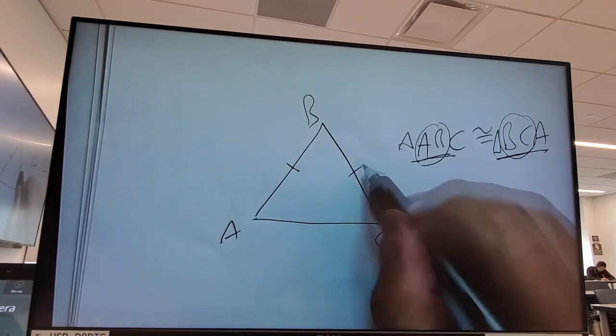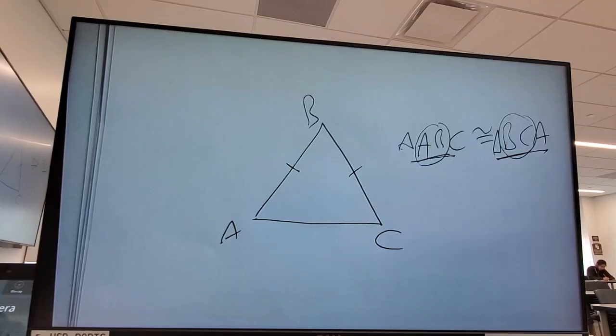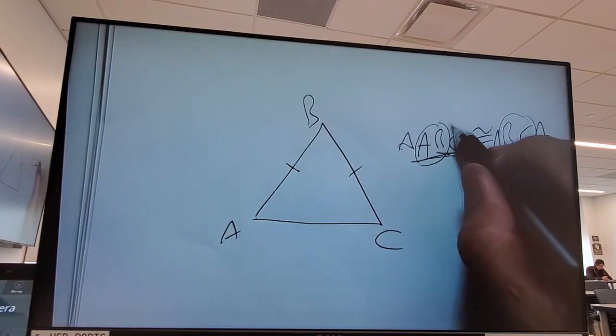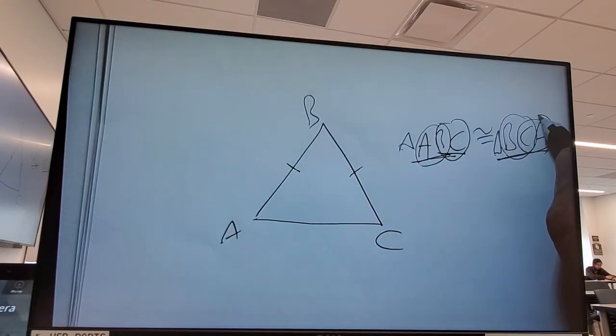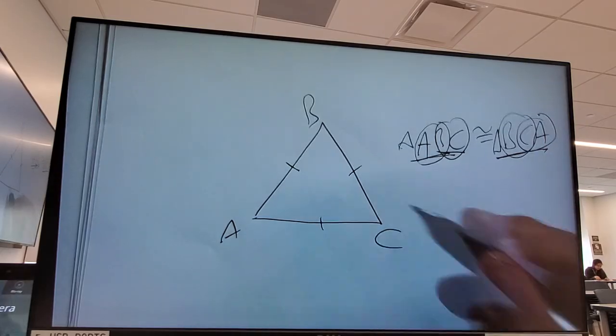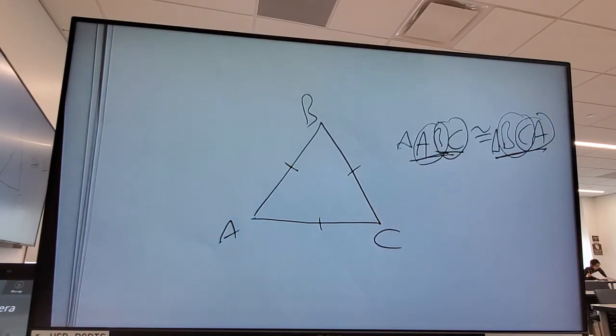So this side is congruent to that side, correct? But isn't side BC congruent to side CA? Which means all sides are the same, which means it has to be equilateral, because equilateral means equal sides. That's the quickest way to do that one. There were some other people that did it a different way, but that's the quickest way. It's a version of the transitive property: if A equals B and B equals C, then A equals C.